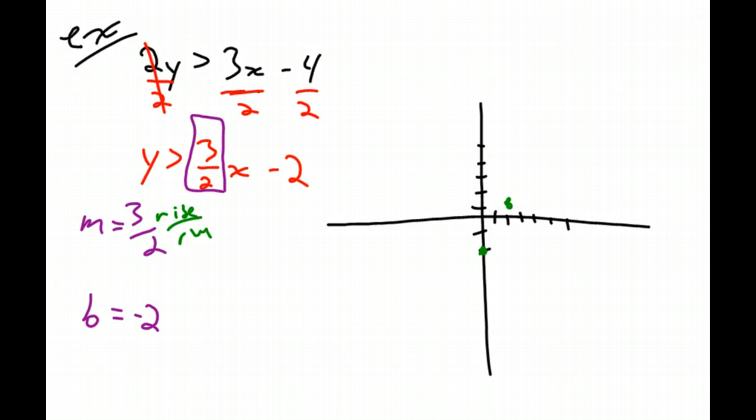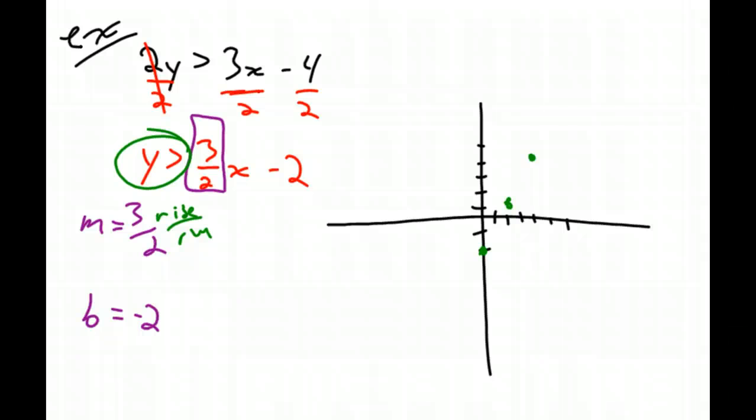You can do it again if you want. Up 3, over 2, and there's another dot. Okay, so now that I have some points, I know how I can draw my straight line. So I'm going to look just at my inequality. It says y is greater than, not equal to, nothing like that.